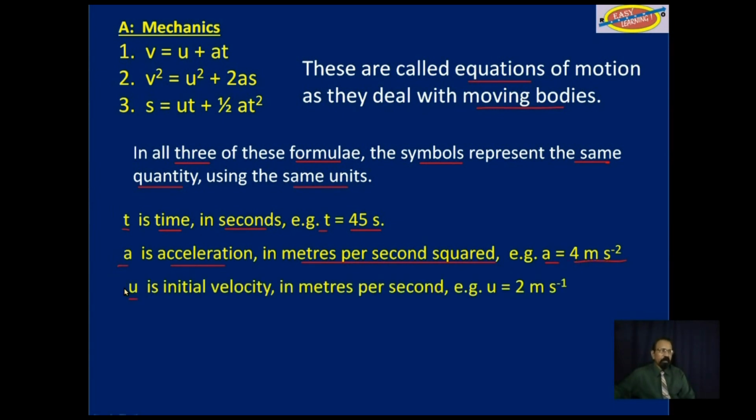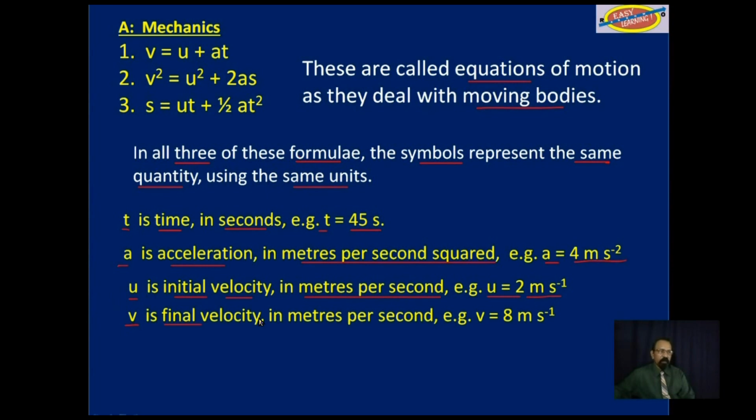U is the initial velocity of a body, which is measured in meters per second. Example, U is equal to 2 meters per second. V is final velocity in meters per second. Example, V is equal to 8 meters per second. And S is distance measured in meters. Example, S is equal to 165 meters.